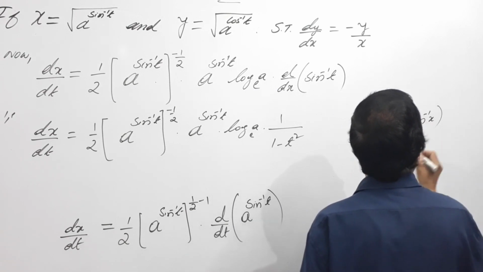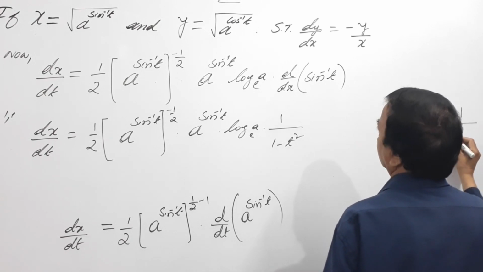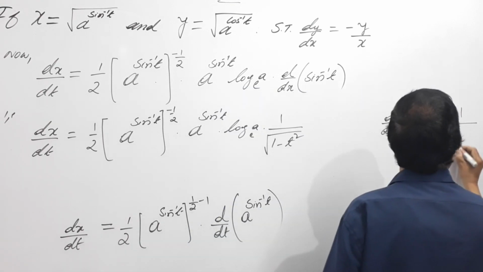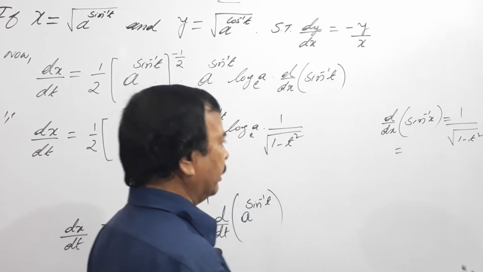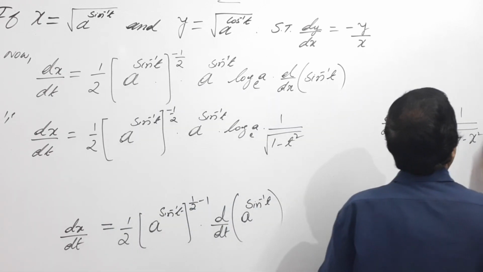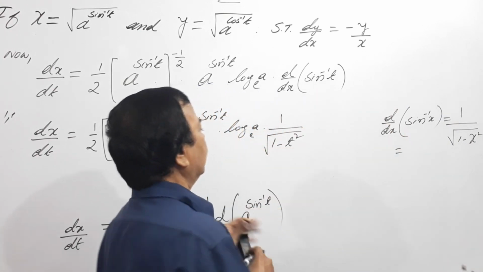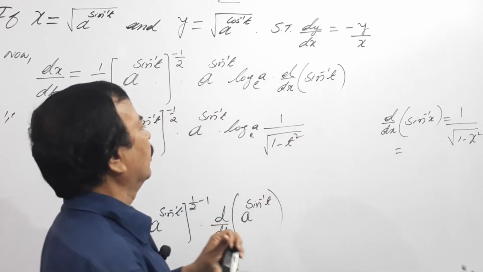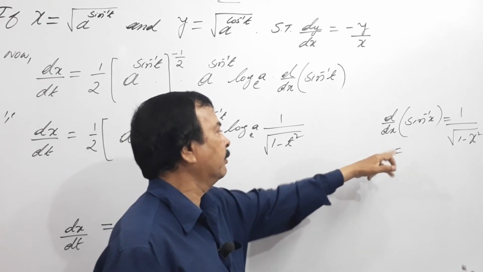sin inverse x equals to what? Under the root 1 minus t square. So yes, sorry, it's the x square. This is the formula I am writing. So this becomes 1 minus x square. So I use that concept here for sin inverse t will be under the root d by dx 1 by under the root 1 minus t square. So I use that formula.